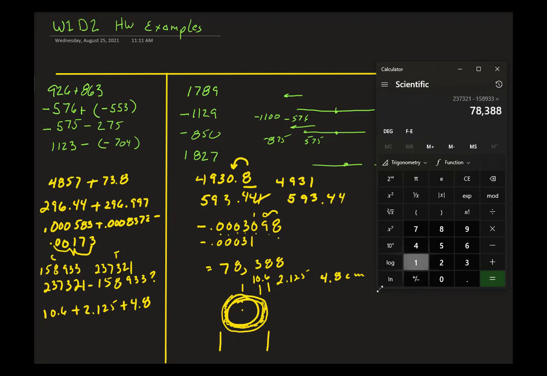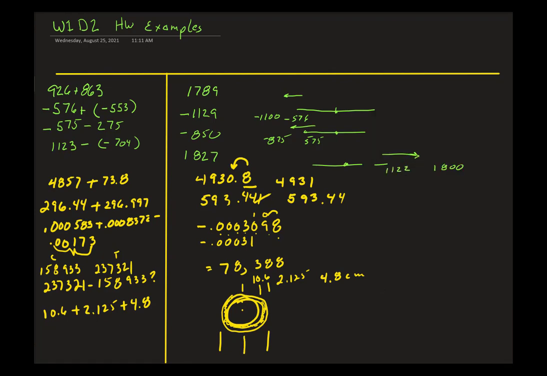We've got 10.6 plus 2.125 plus 4.8, and that is 17.525. So our half the distance here, at least at this point, is 17.525. Our problem is, though, that we haven't measured it to the same accuracy everywhere. And so we're going to have to round some of this.